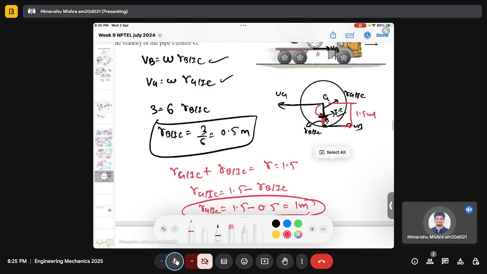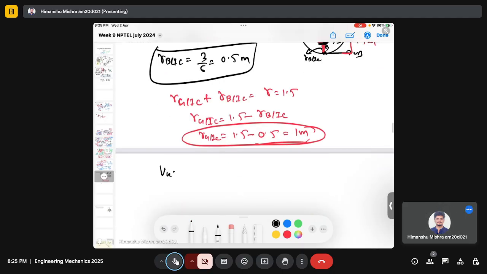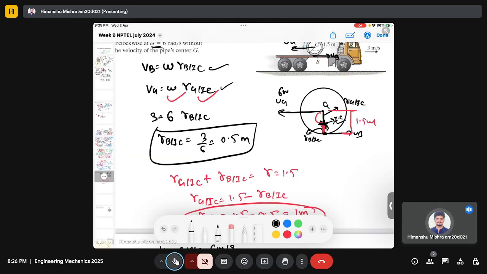So now we found RG with respect to IC, we know omega, which is 6. So my VG will be 6 into 1, which means 6 meters per second. So this is 6 meters per second, and this we already know, 3 meters per second.